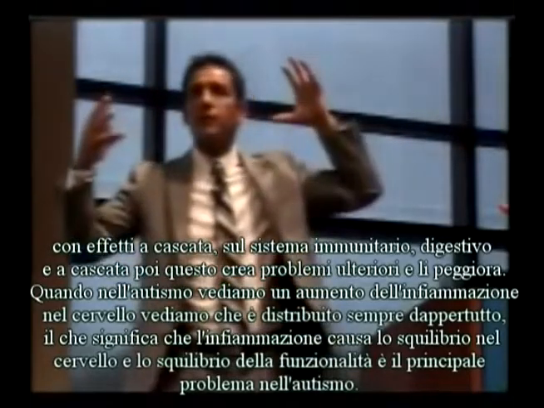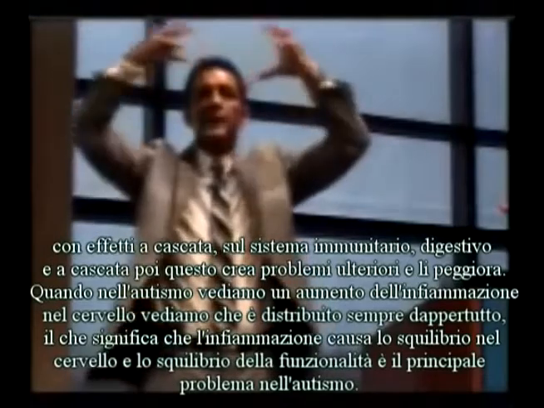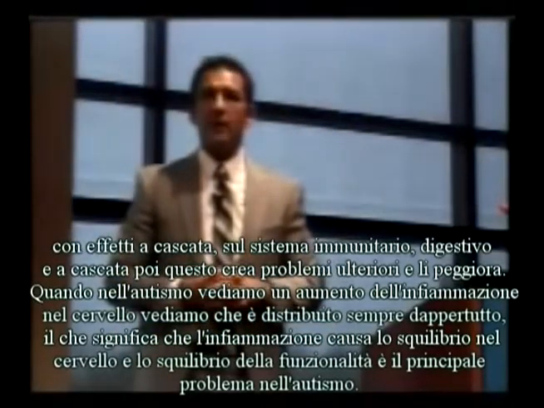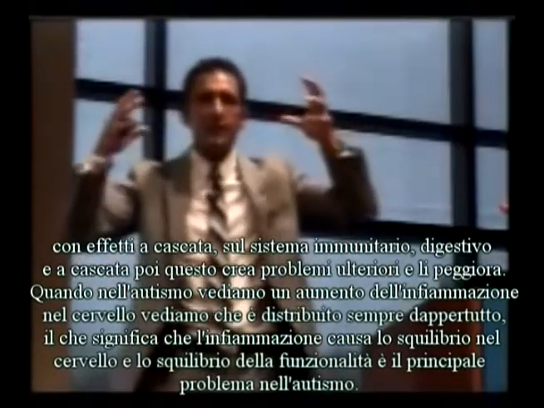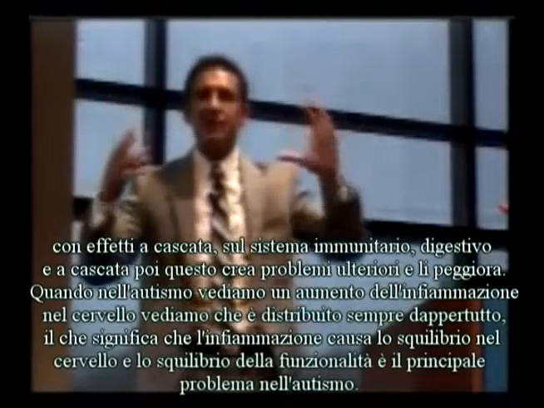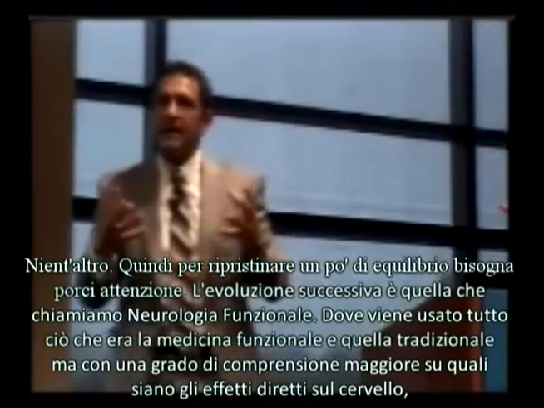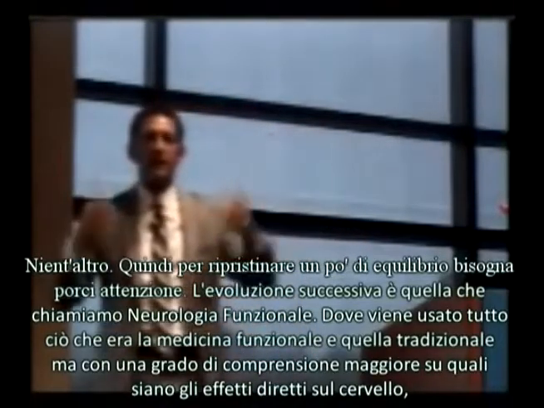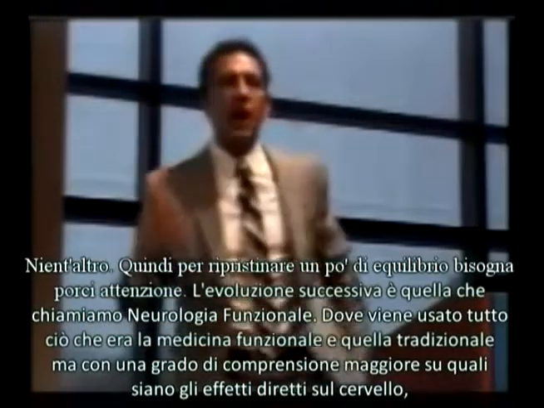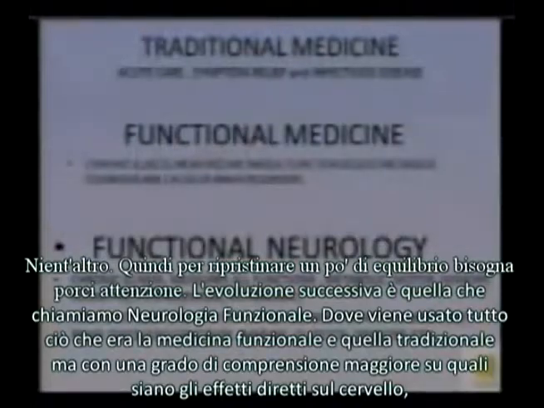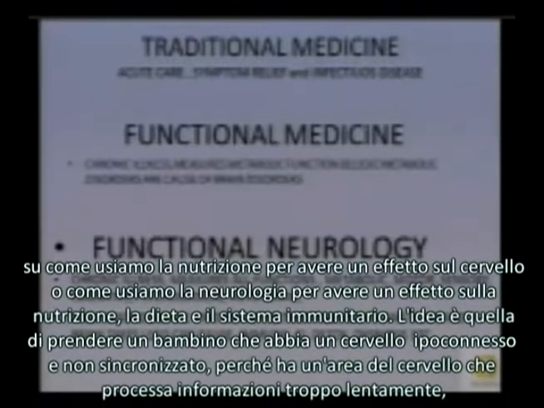When we see an overgrowth or inflammation in the brain in autism, the overgrowth is pretty much the same everywhere, which means the inflammation isn't the cause of the imbalance in the brain, because an imbalance in function is the primary problem in autism. That's it. And so restoring some sort of balance is a matter of addressing that. That's where the next evolution is what we look at as functional neurology, where we use everything in functional medicine and traditional medicine, but with a greater understanding of how to directly affect the brain, how we use nutrition to affect the brain, and how we use neurology to affect nutrition, diet and the immune system.